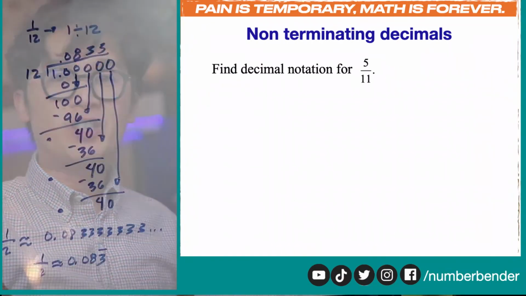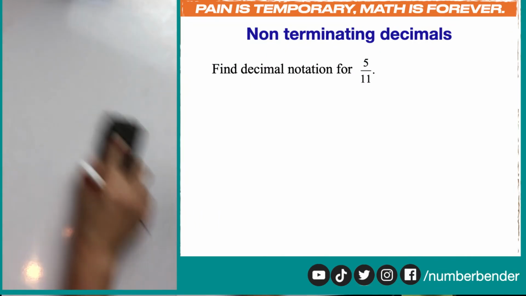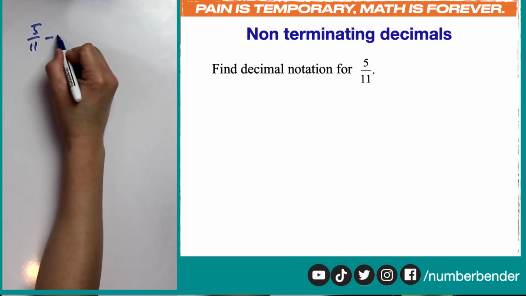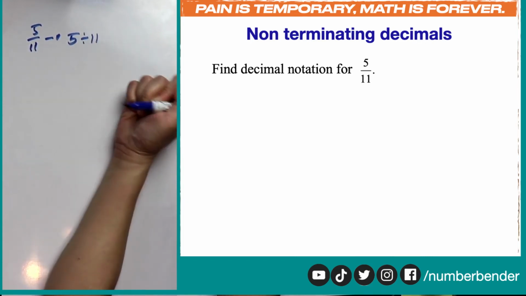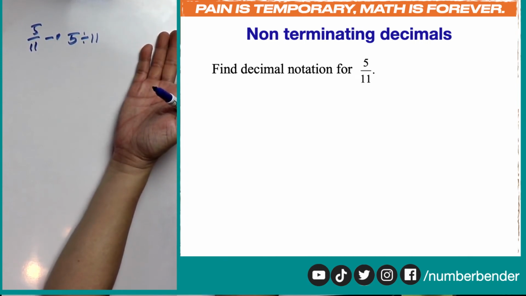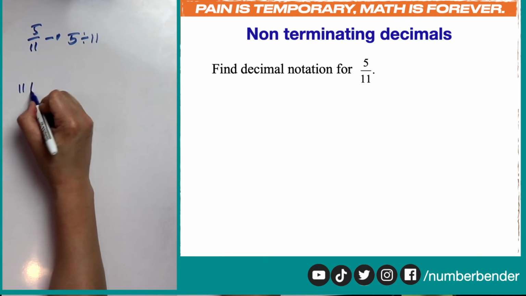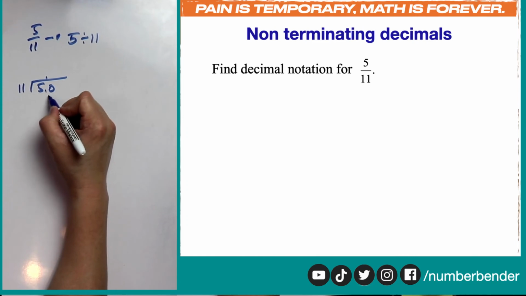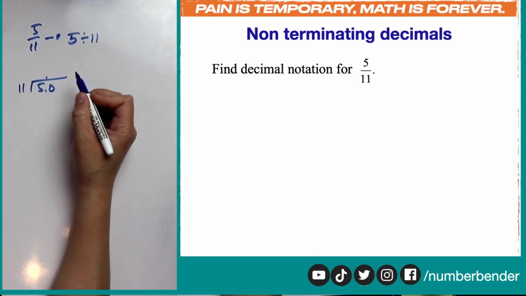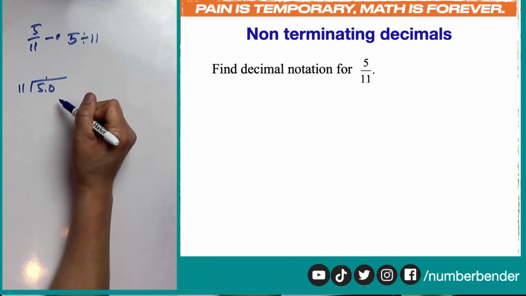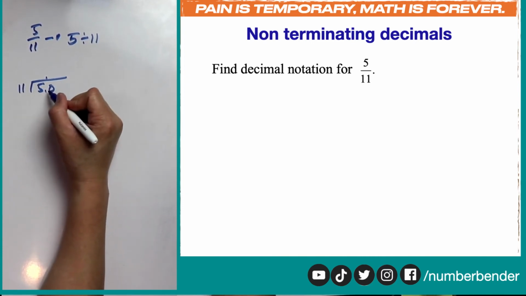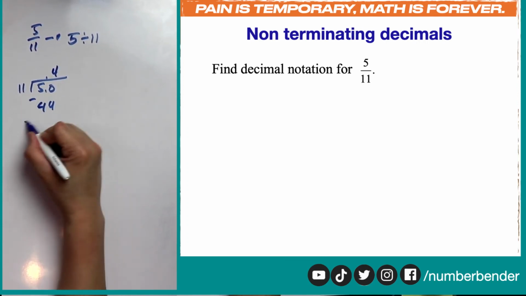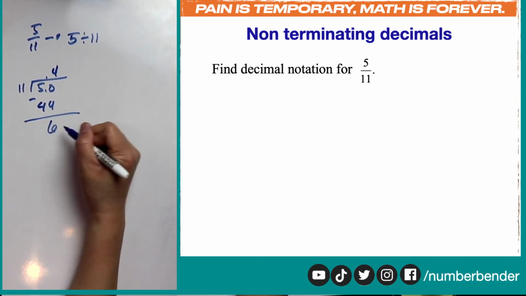So let's go ahead and change 5 over 11 into its decimal form. Just like what we did, 5 over 11 is 5 divided by 11, and of course, we'll be using the long division method for this one. 11 outside, 5 inside. Introduce another 0 so we can be dividing 50 by 11. So how many times does 11 go into 50? It goes into 50 4 times. 4 times 11 is 44. Subtract it. 50 minus 44 is 6.